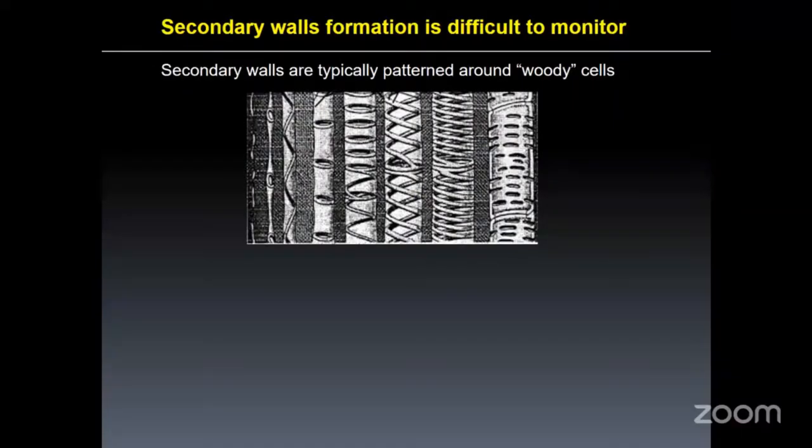So to support this, both to give strength and also to transport water, you need certain structures in these secondary cell walls. And you can see that they have different structures: banded or spiraling patterns, or also pitted, basically holes in the secondary cell walls.